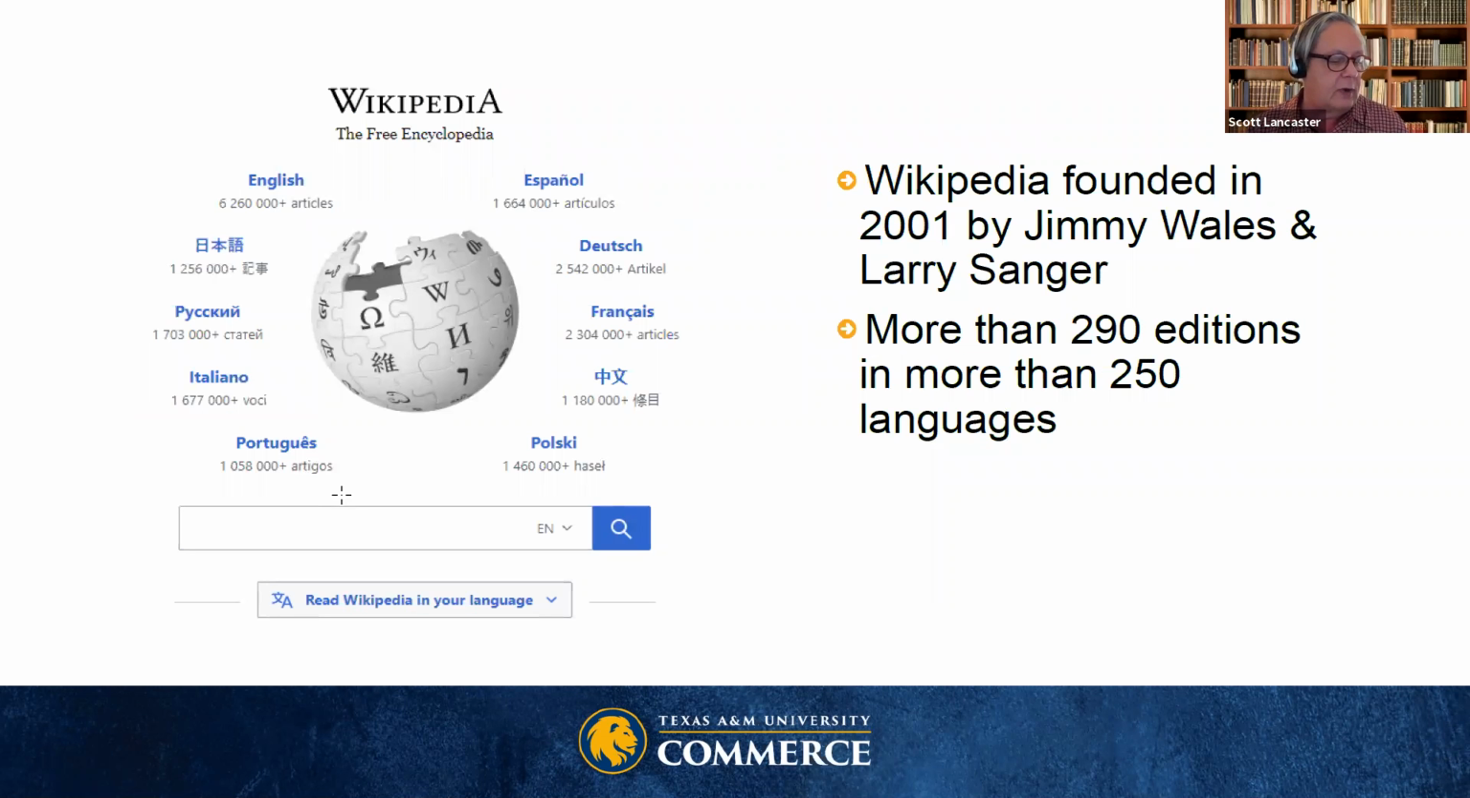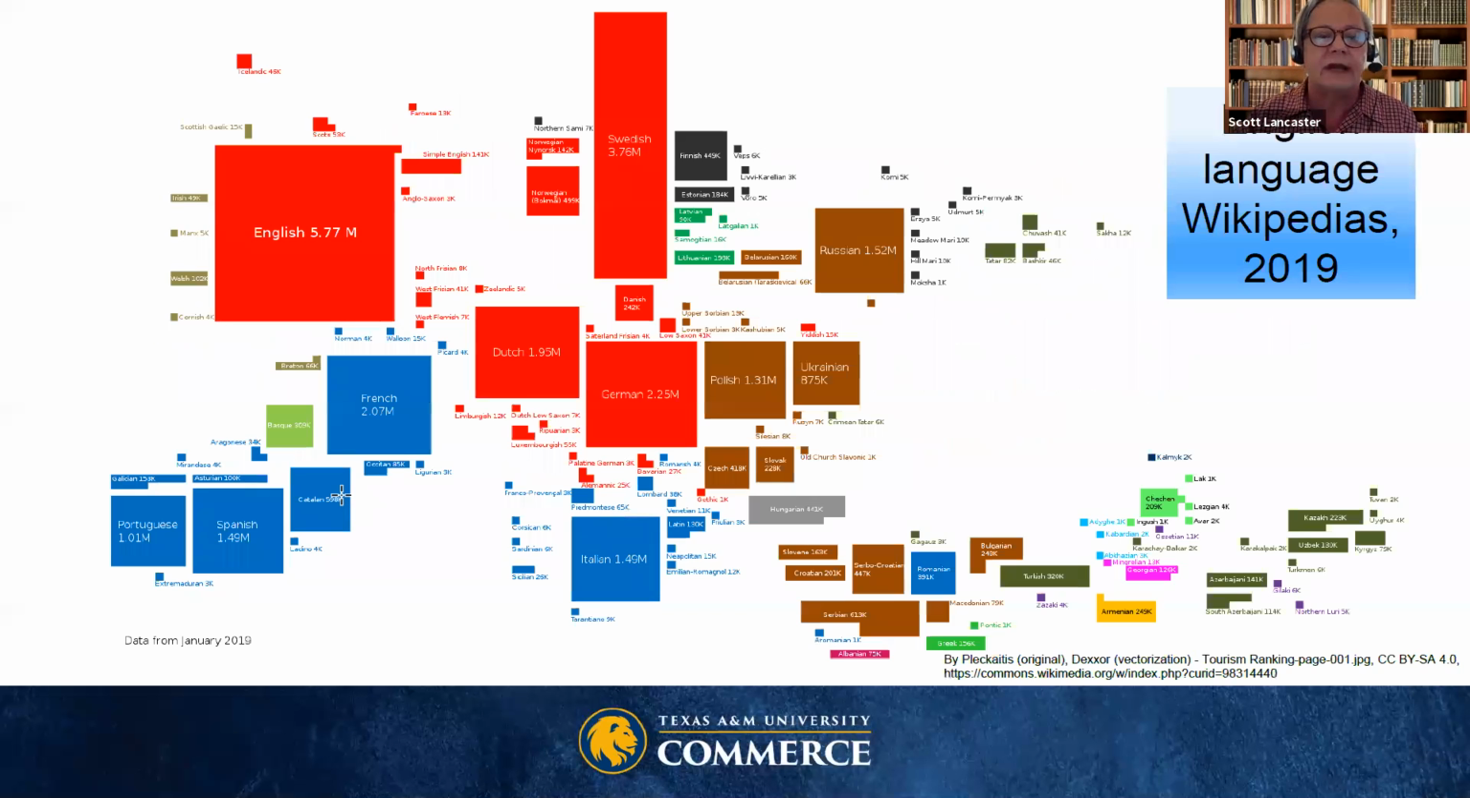Wikipedia was founded in 2001 by Jimmy Wales and Larry Sanger, and it currently has more than 290 editions in more than 250 languages, because you could actually start your own Wikipedia in your own language if you wanted to. And that's built into the features in Wikipedia.